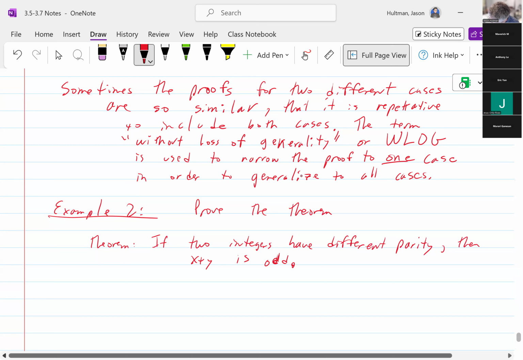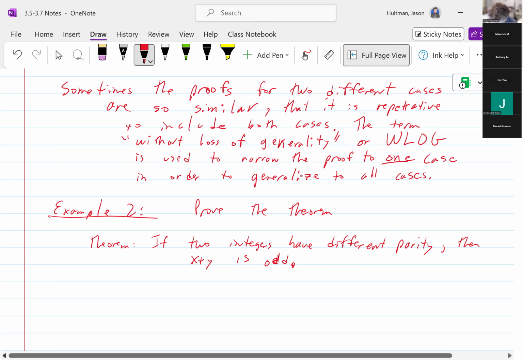So instead of letting x be even and y be odd, or letting y be even and then x is odd, doing two separate cases, we're just going to do one case, because the other case is basically identical. You could let x be y and y be x. It really doesn't matter in this case. If one is odd, the other has to be even. We don't care which is which.